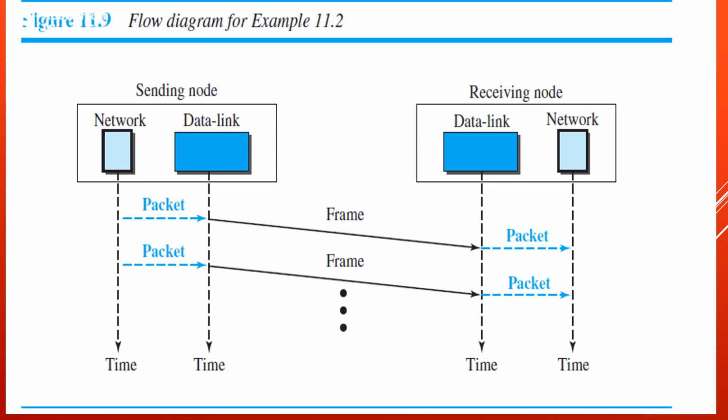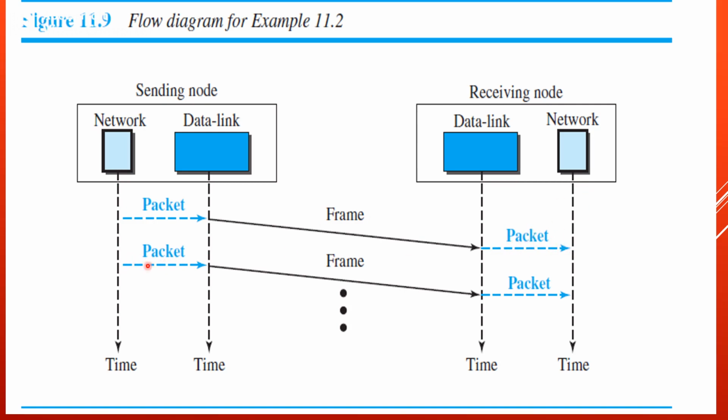Simple protocol flow diagram is considered here. So we know that the sending node consists of two layers here. We considered network layer as well as data link layer. Initially the network layer will transmit the packet into the data link layer, and the data link layer will encapsulate the packet into a frame, and the frame will be transferred to the data link layer at the receiver side, and the receiver side data link layer will decapsulate the packet from the frame and it will transmit the actual information, that means the packet, into the network layer.